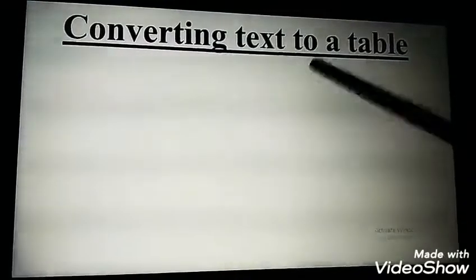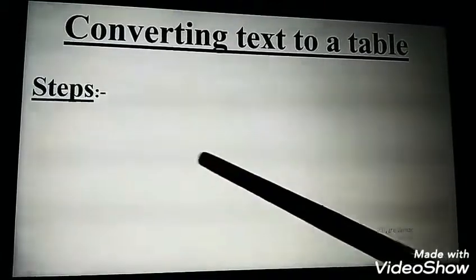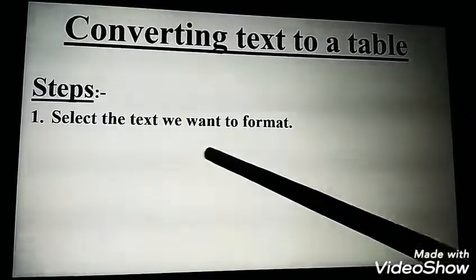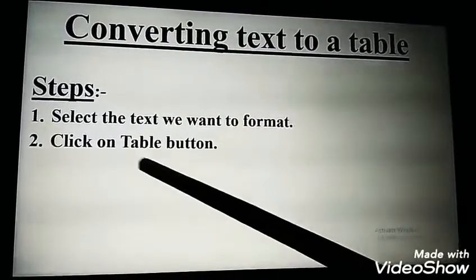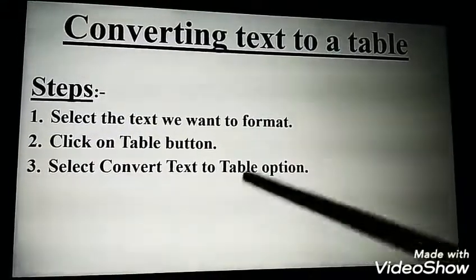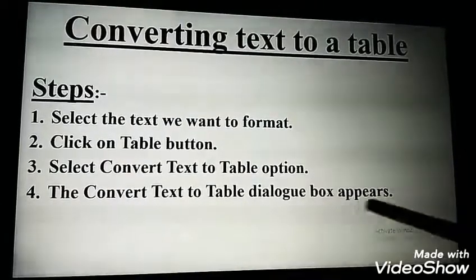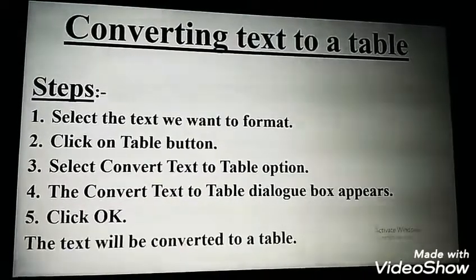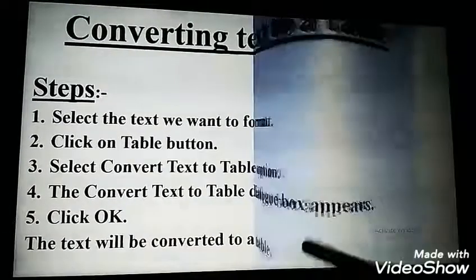Next, converting text to a table. Now we will convert text to a table. How to do that? Here are the following steps. First, select the text we want to convert, right? Then we will click on table button. Then we will select convert text to table option. The convert text to table dialog box will appear, and when we have done, click OK. The text will be converted to a table.